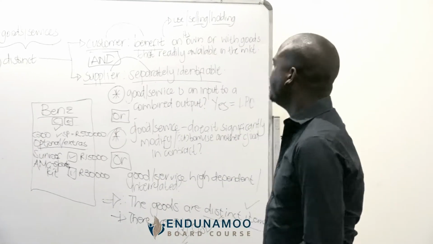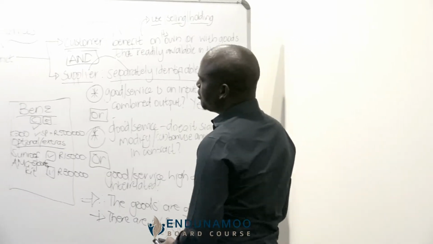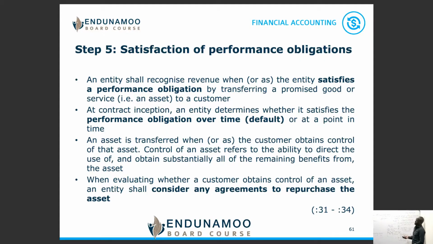Then let's talk about step 5. They are saying that revenue should only be recognized when you have fulfilled the performance obligations. So we have identified in step 2 what the performance obligations are in this particular contract. And they're saying that only when you fulfill them, that is when you recognize revenue.